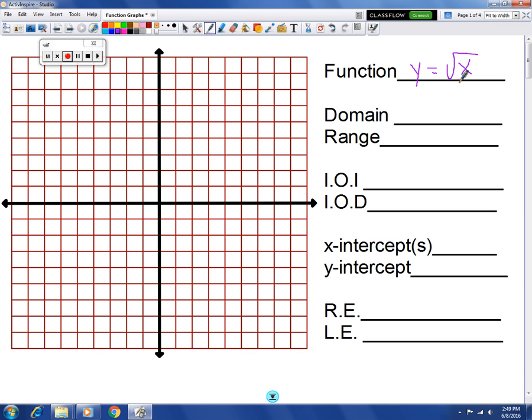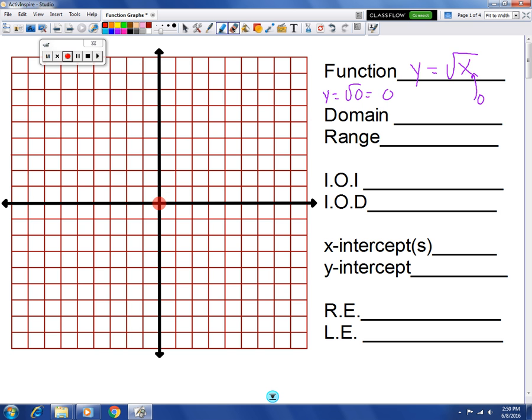So if we get really good at graphing this and describing its characteristics, then everything else is just a translation, a transformation from there. Alright, so square root of x, I'm going to pick values for x. My first value for x is x equals 0. So the square root of 0 is 0. So when I substitute x, I get y equals 0. So my first point on my graph is going to be at the origin, 0, 0.